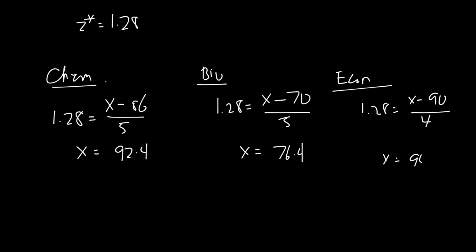Then finally, for economics, I have 1.28 is equal to (x minus 90) divided by 4, and so x ends up being 95.1. So not surprisingly, in my hardest class of biology, I did better than that 90th percentile, which makes sense because I scored at the 92nd percentile. And you can see that, of course, here being that it's so hard, the 90th percentile is very, very low.